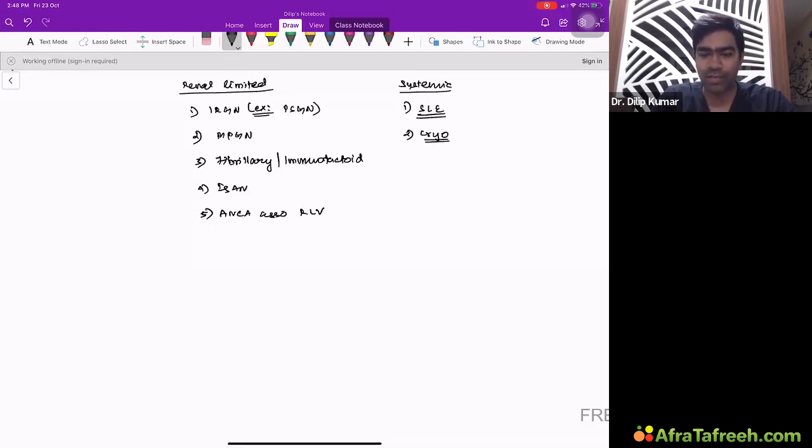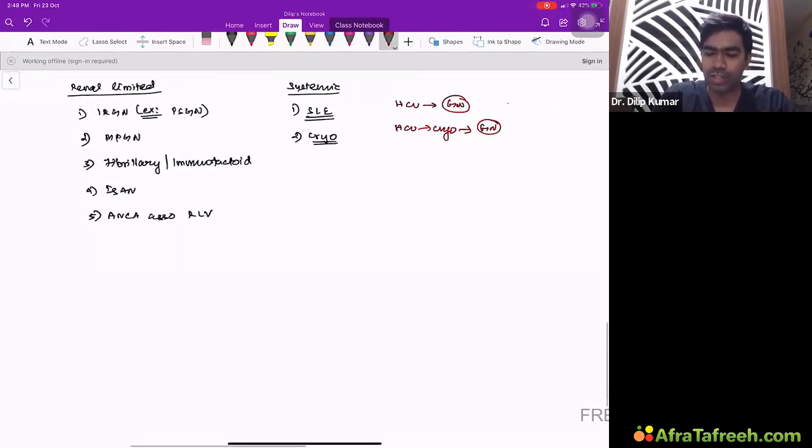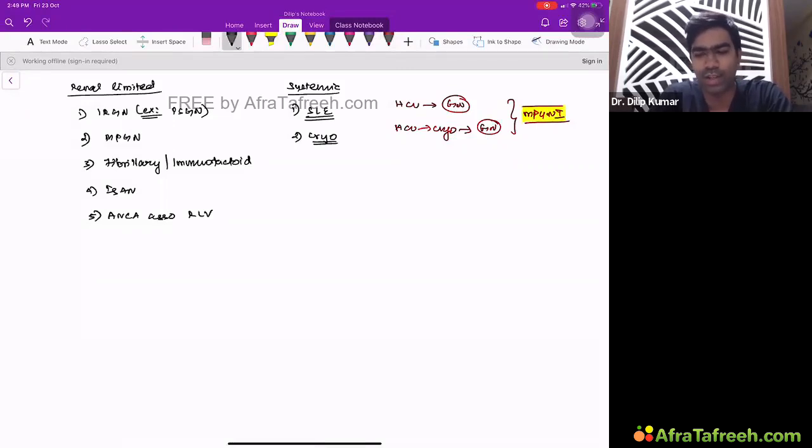This is where you get confused whether to call it cryo or HCV. Remember, HCV alone causing glomerulonephritis will be different from HCV causing cryo causing glomerulonephritis. In both these situations, you will get MPGN type 1 only. Usually in exam, this is where you get confused. There's no doubt about that: HCV causing glomerulonephritis or HCV causing cryo that is causing glomerulonephritis, both are going to produce MPGN type 1 as a classical manifestation.